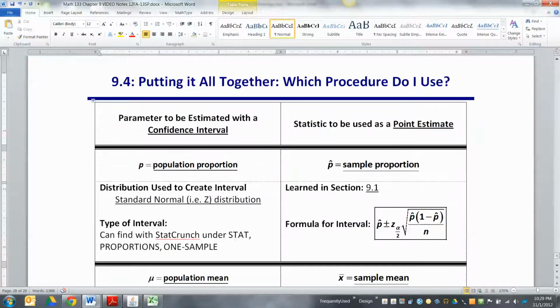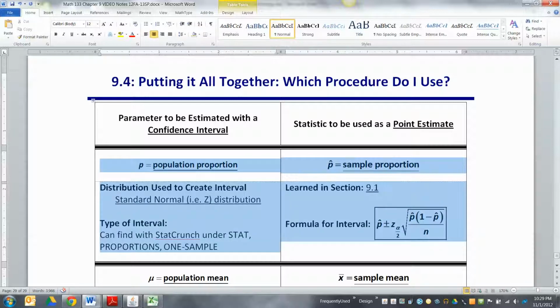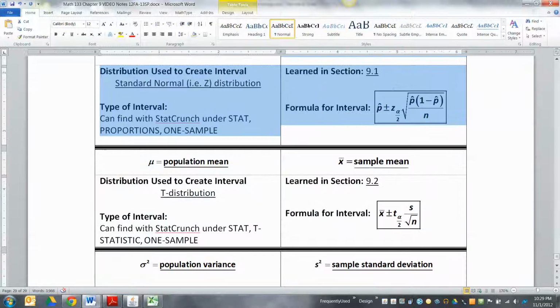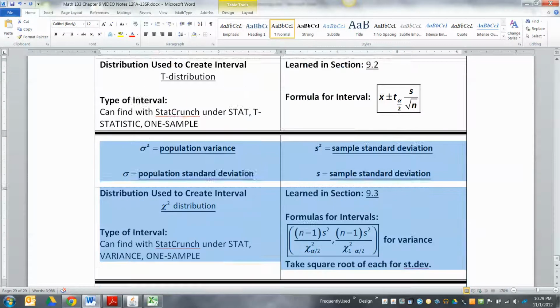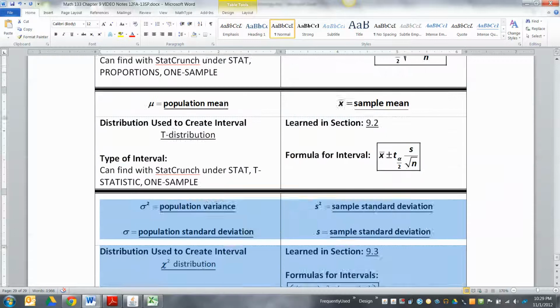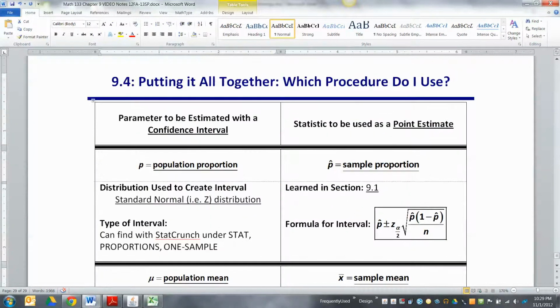So you've got to look and say, hey, what am I working with in this problem? Am I working with proportions? That's this top bit where we learned proportion stuff. Am I working with means? That's this next one. Or am I working with variance or standard deviation? That's the last one we learned. So let's go over these.